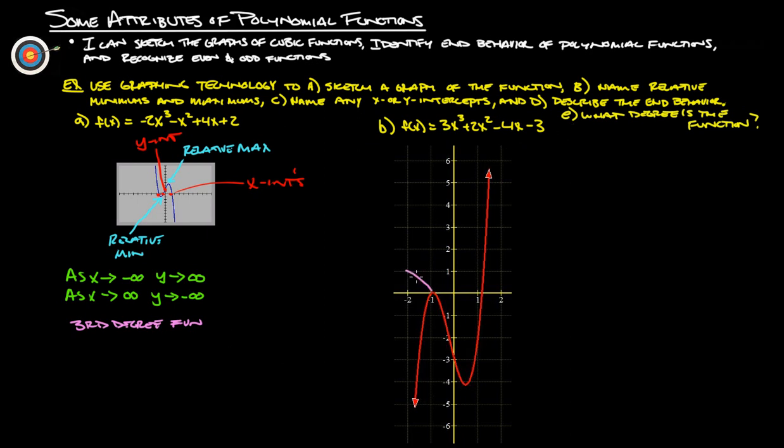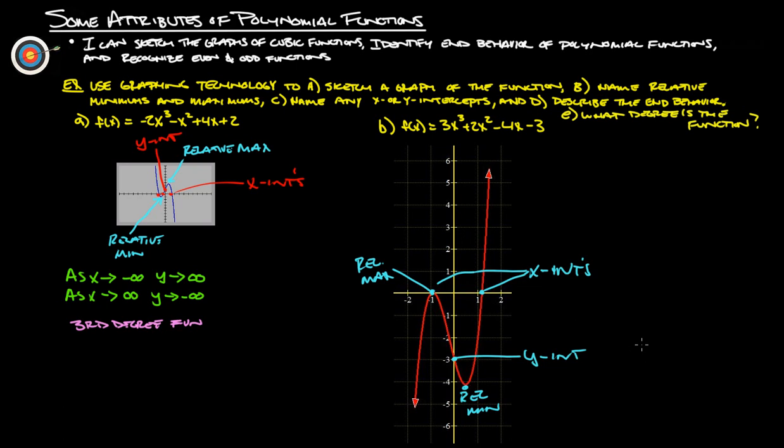Excuse me, sketch the graph of the function, name relative minimums and maximums. So this here is a relative maximum because it's the highest in this area. Here's our relative minimum because that's the lowest in the area. Name any x or y intercepts. So here's an x-intercept there and an x-intercept there. So these here are the x-intercepts. Here's our y-intercept, right?